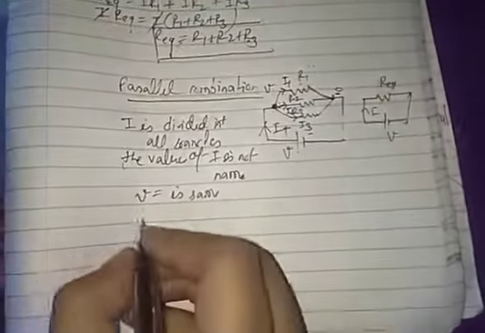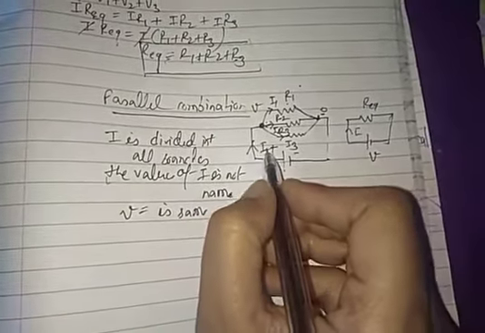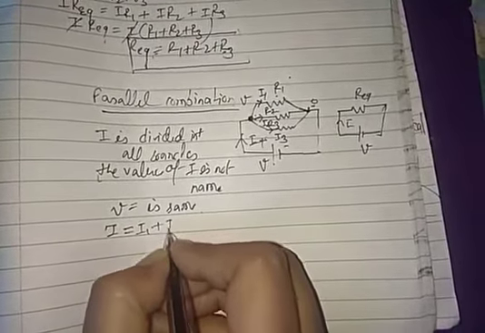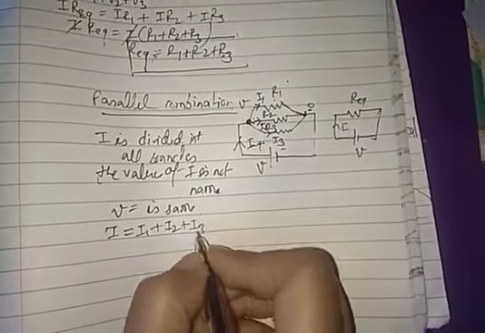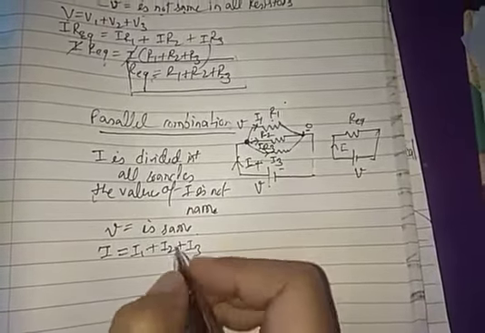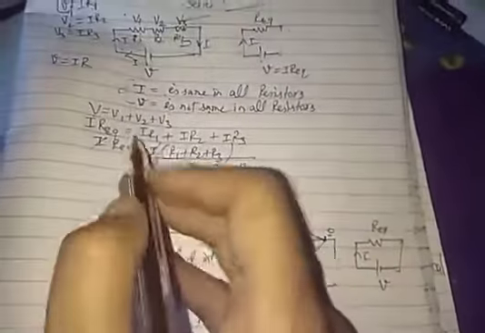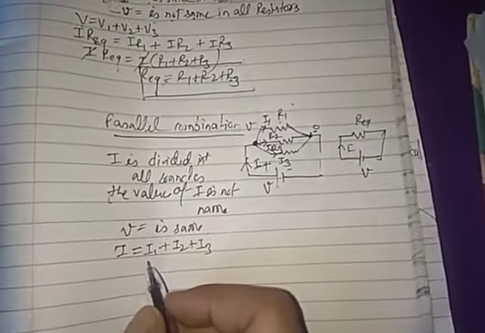Now see, as you have seen, the I is getting divided into I1, I2, I3. So now the equation will be I is equal to I1 plus I2 plus I3. So here we have to find the value of I, not V, whereas there we had to find the value of V. As you can see, as V got divided, here we will be getting the value of I.